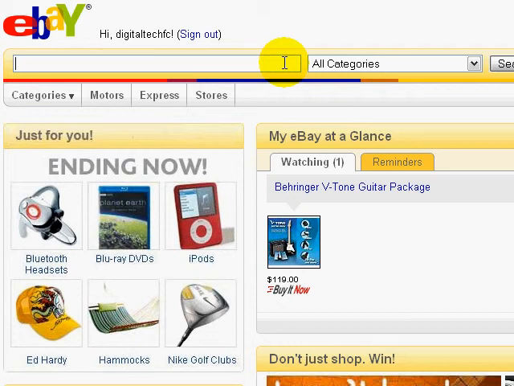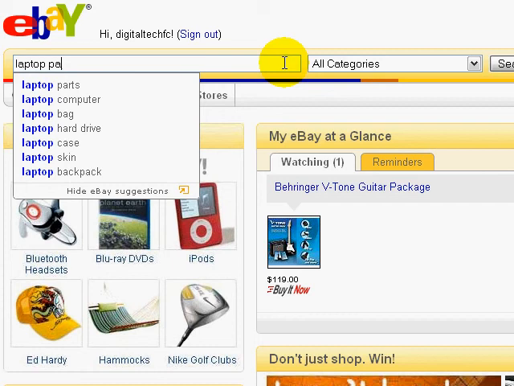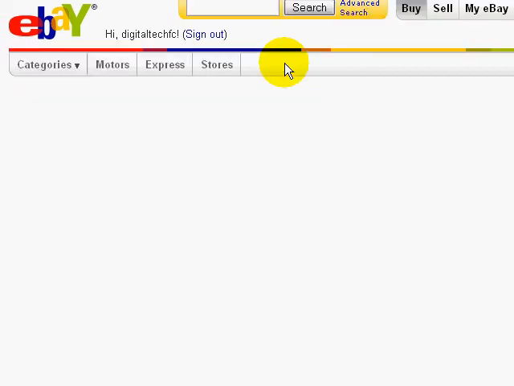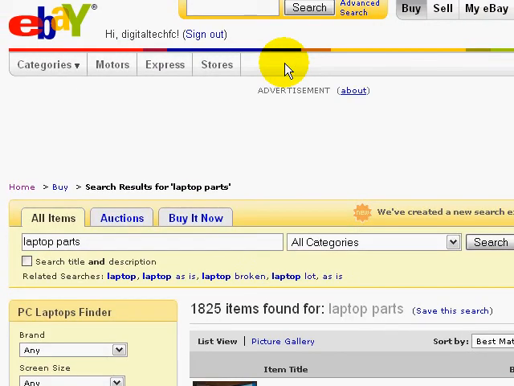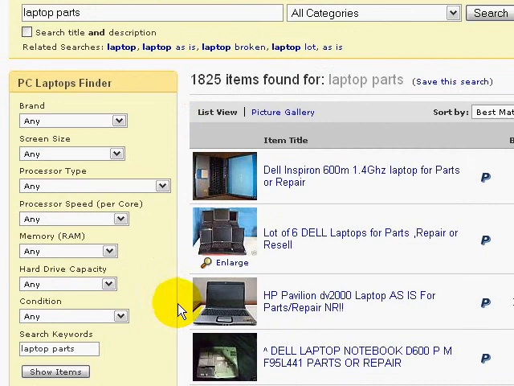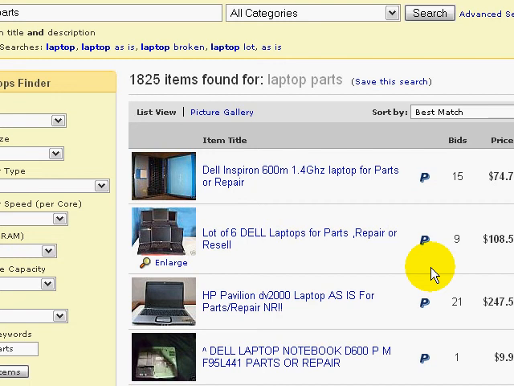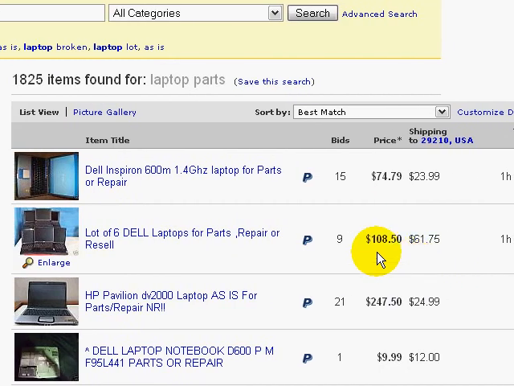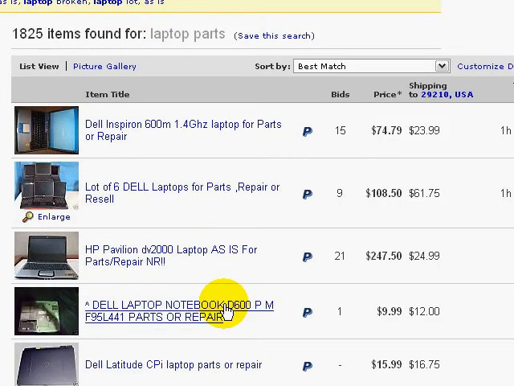Well, if I go to eBay and I type in the keyword laptop parts and do a search, what I'm looking for is, okay, this has 1,825 items for the keyword laptop parts. That's great. But my concern is whether there are truly lots of bids. And as I can see here, we have Dell computers, HP laptop computers, and they're most likely already dead computers, but people just want the parts.